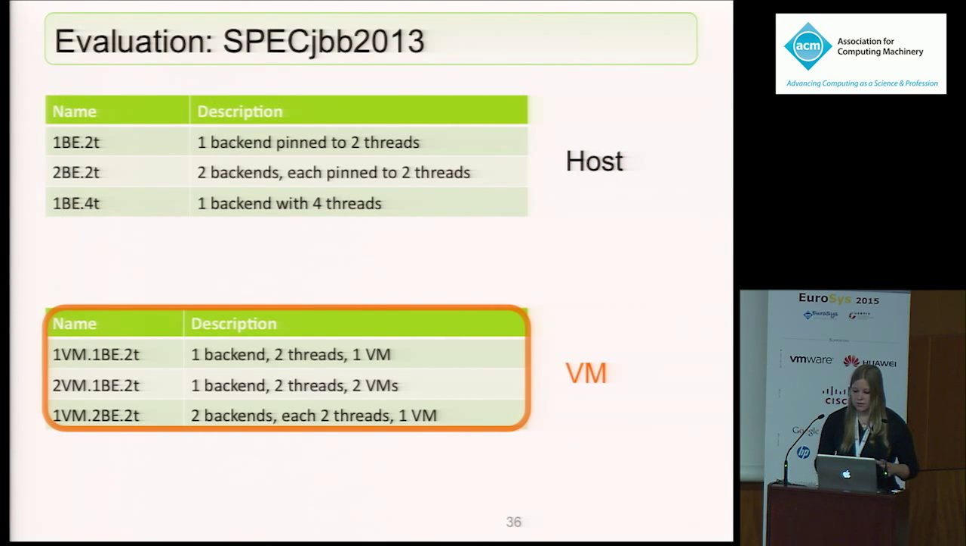We're doing something similar when running the benchmark in a virtualized environment. First of all, we are considering the case where we have one VM containing a backend with two threads. Then we are scaling up, having two VMs, and each of them contains a backend with two threads. And then we have only one virtual machine, and we are running both backends, each of them having two threads, as in the previous example, but they're running both in the same VM.